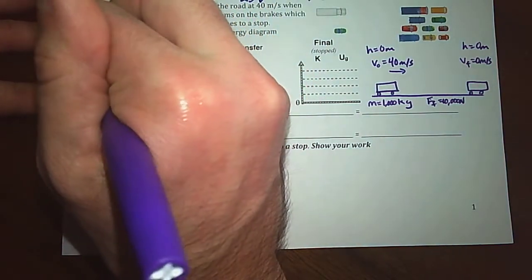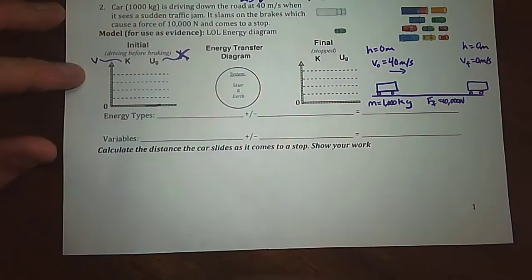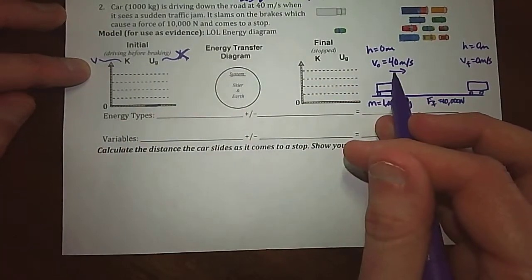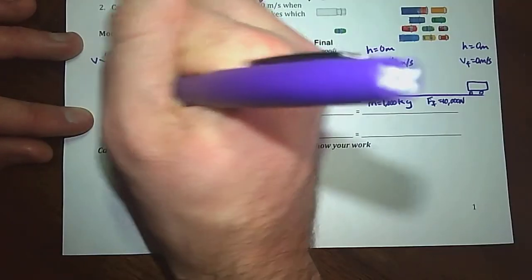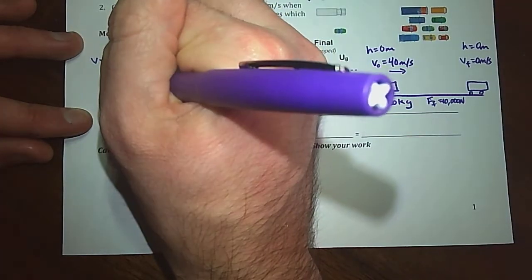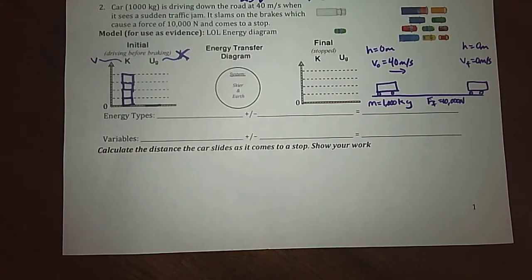So as always, driving before braking, there's velocity and there's height. Again, we're on the ground, so no height, which means no UG. Is there velocity? Yes, we're going at 40 meters per second. So I want to make sure that I have kinetic energy. I get to choose how many blocks. You could have 2, you could have 3. I'm going to decide to have 4 energy blocks in this case.